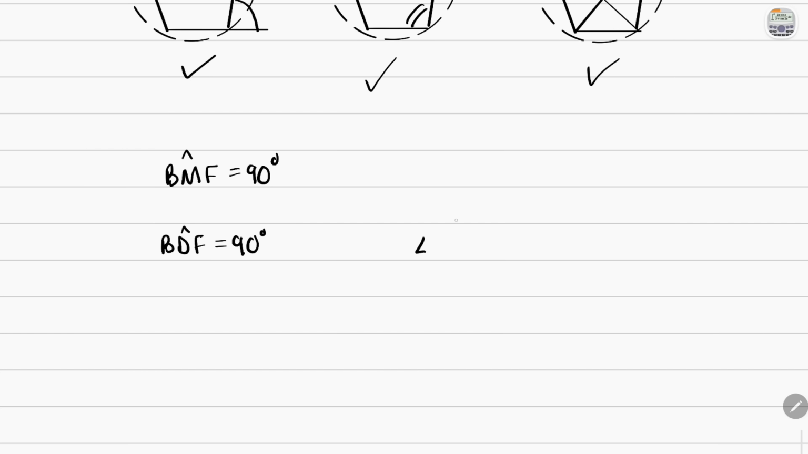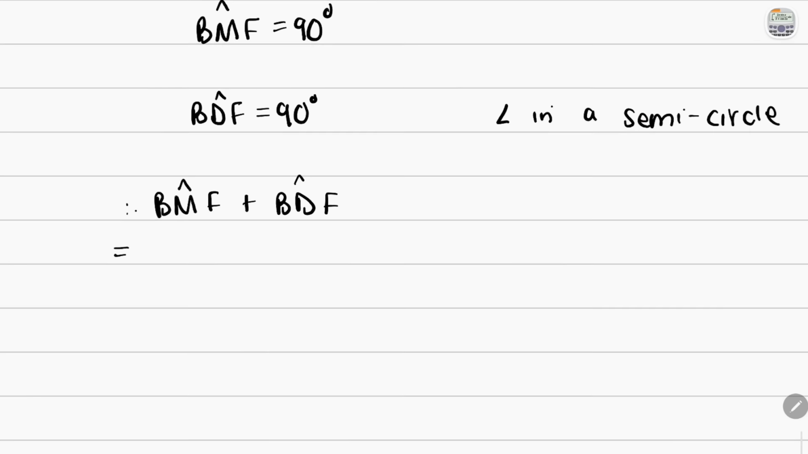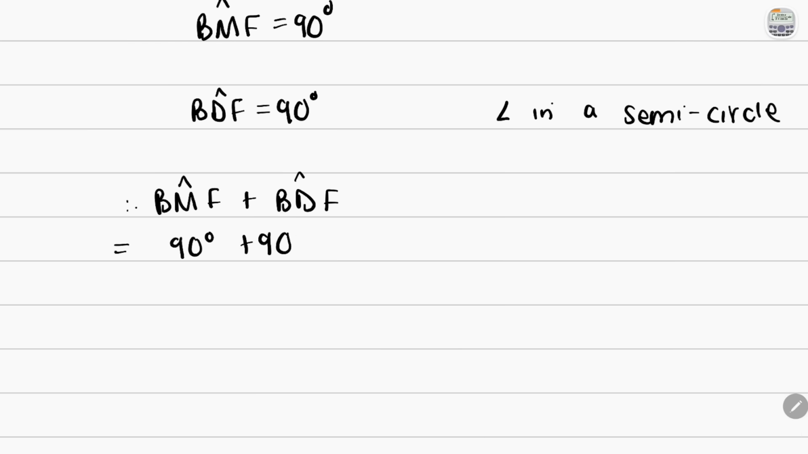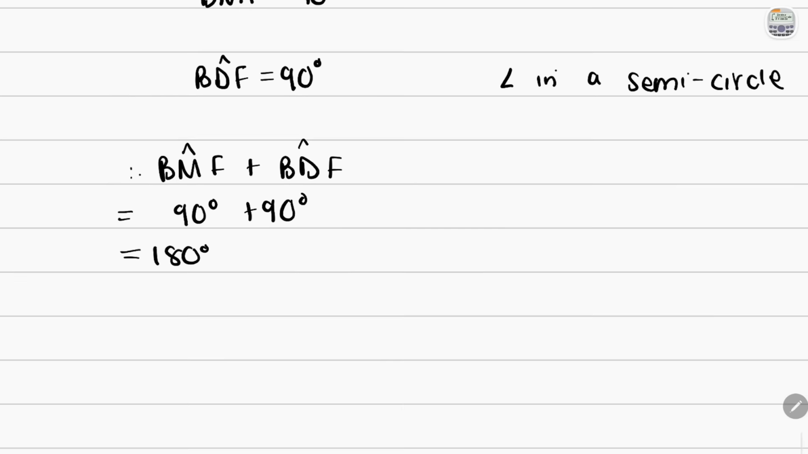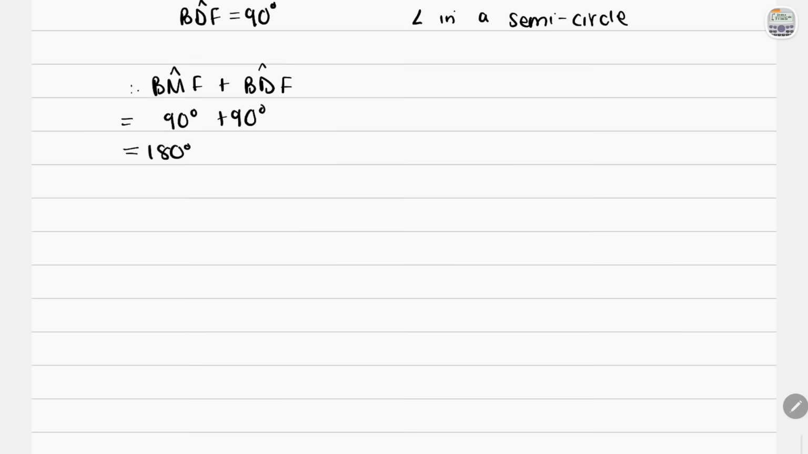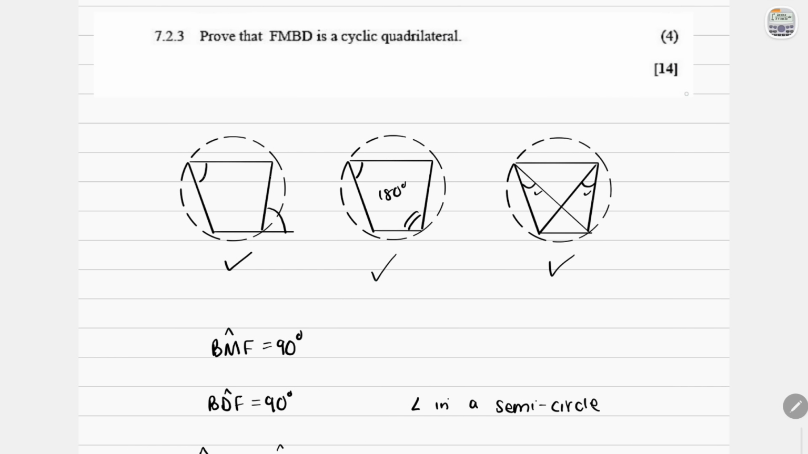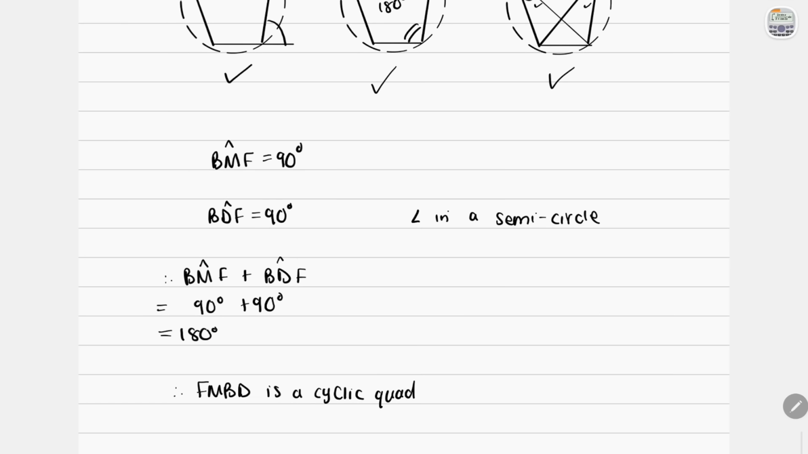But the reason for this is because this is an angle in a semicircle. And then if we add angle BMF to angle BDF, you see how they will add up to 180 degrees. That's 90 degrees plus 90 degrees, which gives us 180 degrees. And so because they add up to 180 degrees, it means that the shape FMBD really is a cyclic quad. And remember the theorem that we used, because we saw that this theorem was true, it means that we use the converse of it.